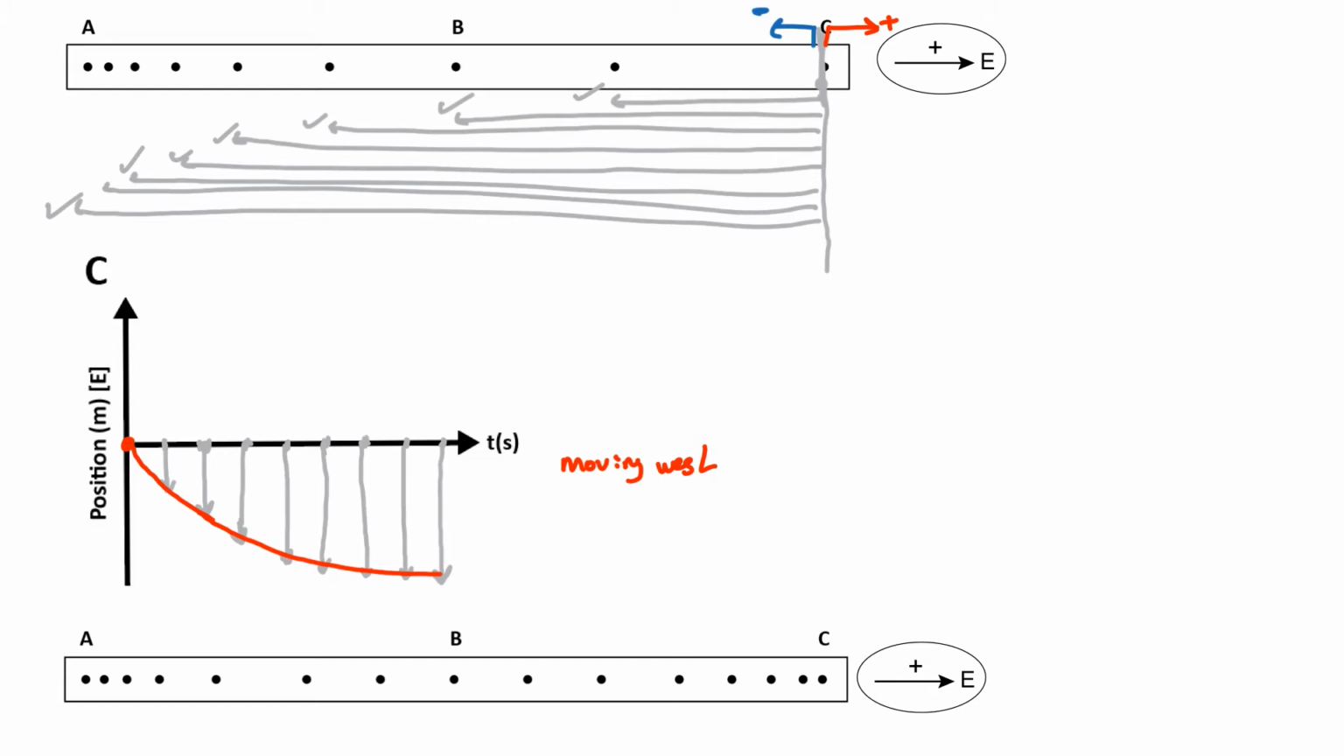And in terms of whether it's speeding or slowing down, you can see that initially it's traveled a lot, and then it didn't travel as much in the next section. It didn't travel as much in the next section, and this got smaller and smaller. So this is definitely slowing down.